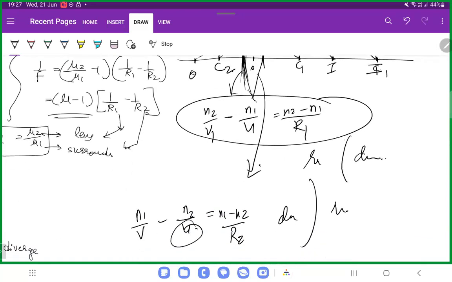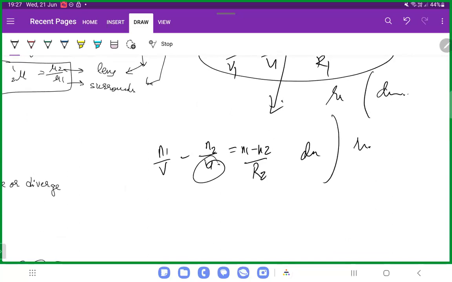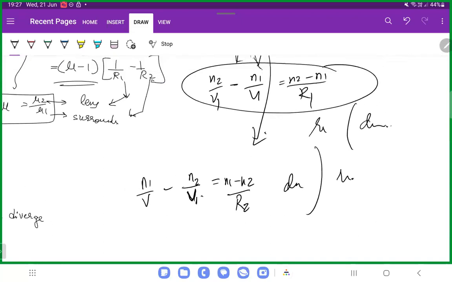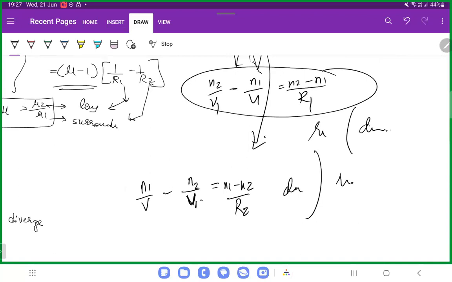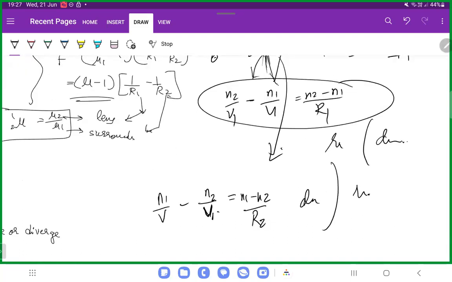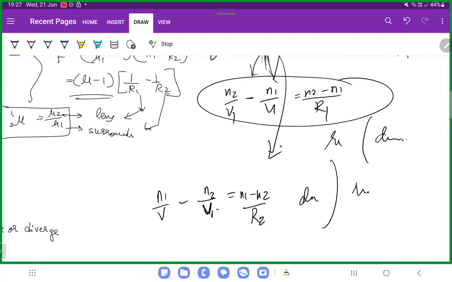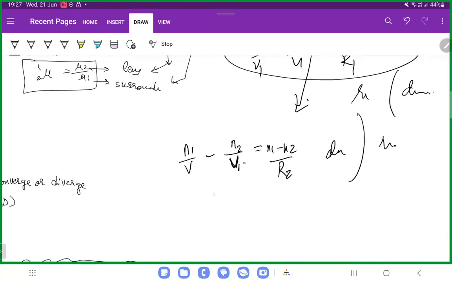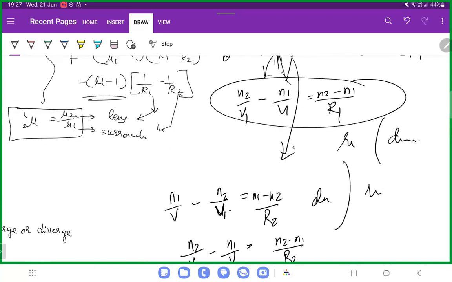What is the image name we gave? V1. So here also, instead of U1, we will write V1. Don't forget this one. This image is the object for the next case or next transition. Now, if we want to change this sign convention, I want N2 by V1 minus N1 by V. We can just multiply the sign: N2 by V1 minus N1 by V equals N2 minus N1 by R2, because I just want to simplify this to make it easier.